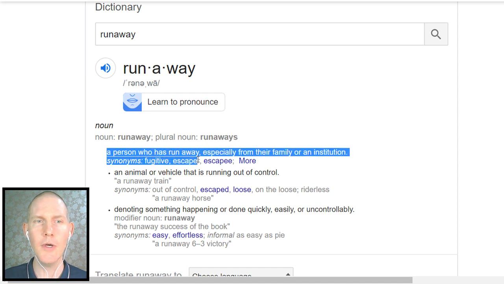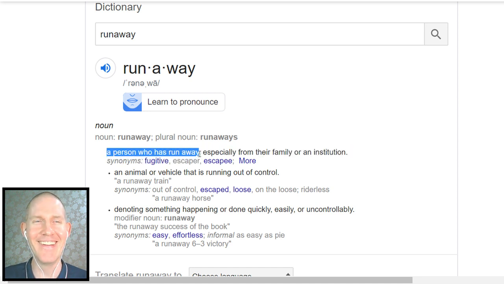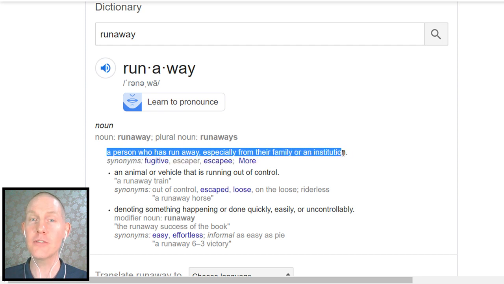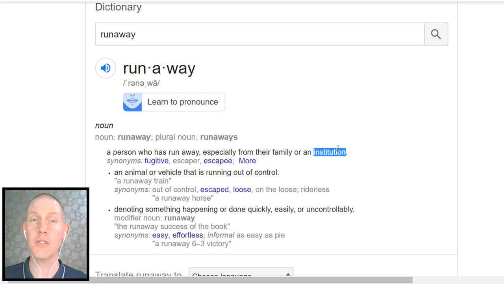Okay, here it is. A person who has run away, especially from their family or an institution. Maybe there's an orphan, a child who doesn't have a family, and they live in an orphanage, which is like a building or an organization for kids that don't have a home, and they run away. They don't want to stay, so they escape.